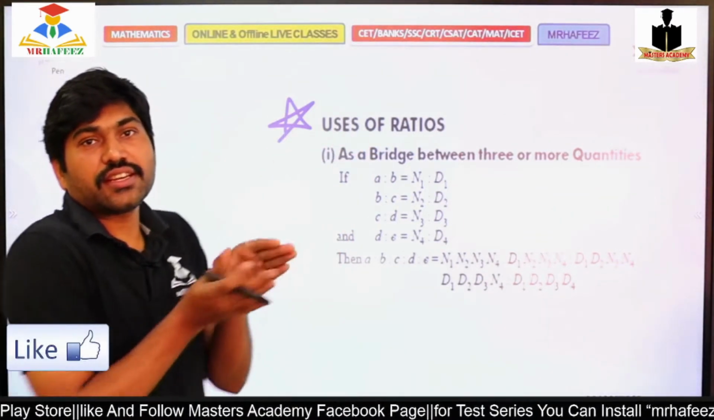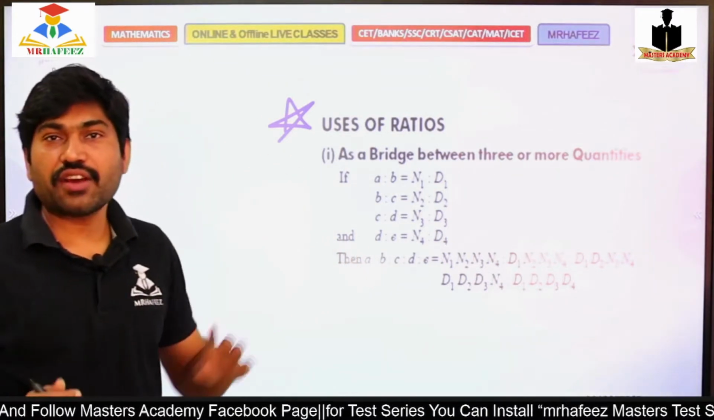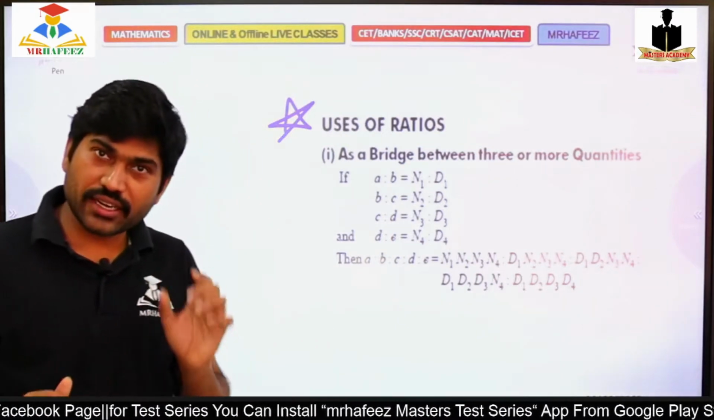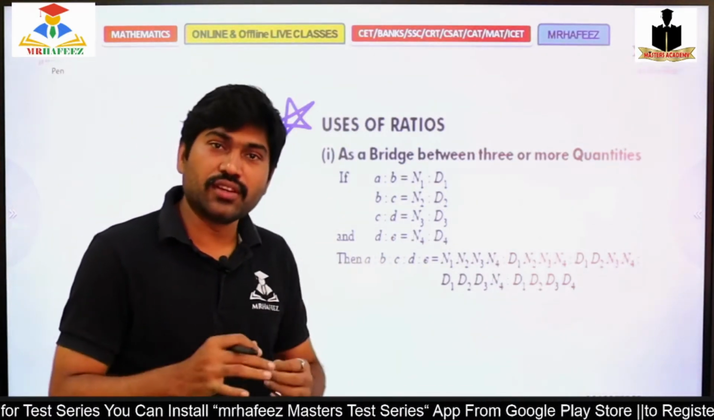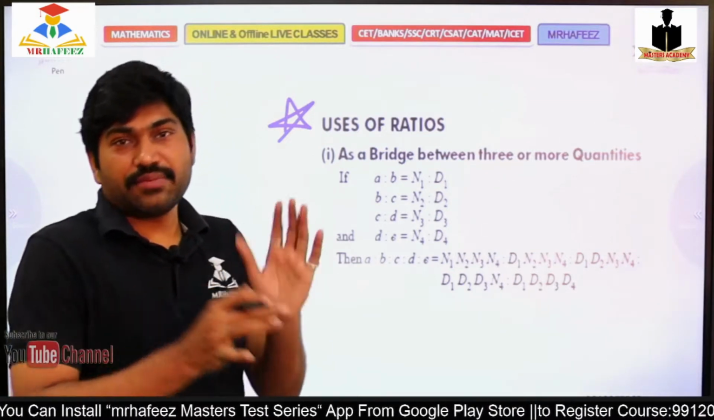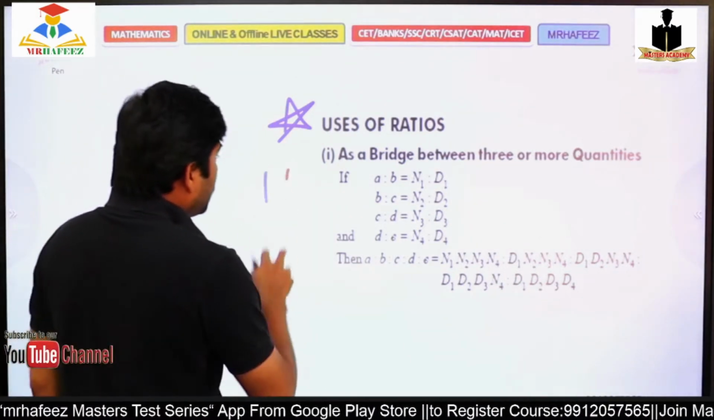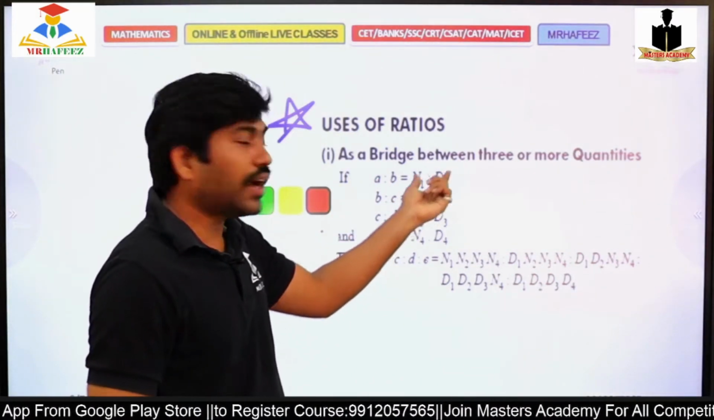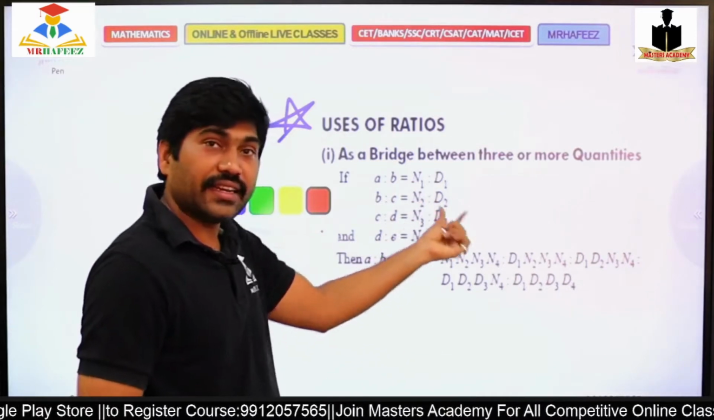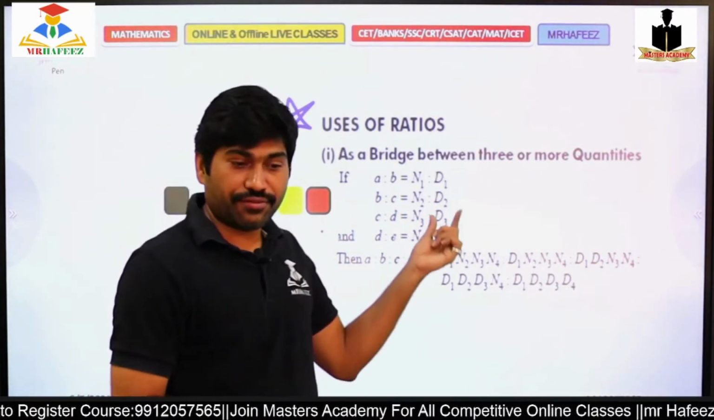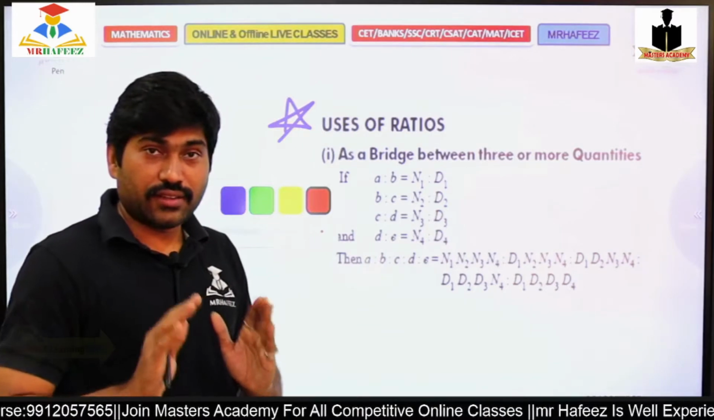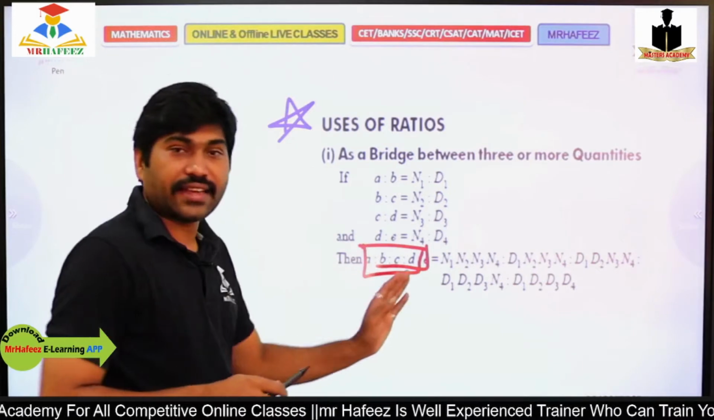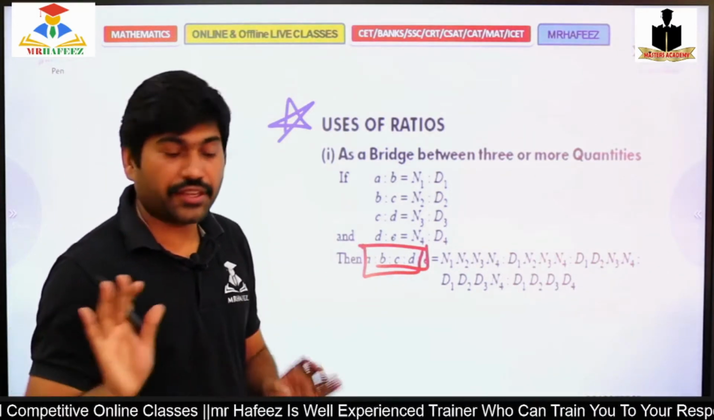So the first ratio is A is to B, and N1, D1, all these are numerator and denominator. N stands for numerator, D stands for denominator. This is just a variable, I am telling you just for your understanding. If this is the case, then B is to C is N2, D2, C is to D is N3, D3, and D is to E is N4, D4. If it is like this, then what is A is to B is to C is to D is to E? It is very easy for you.